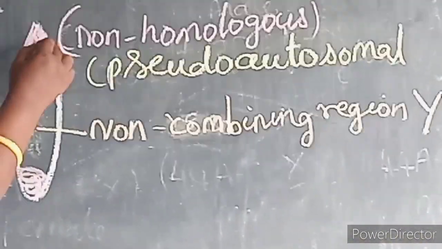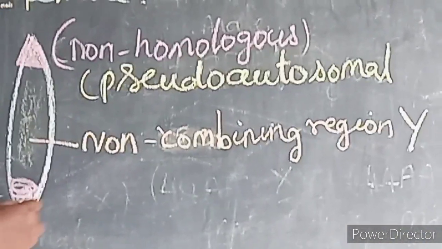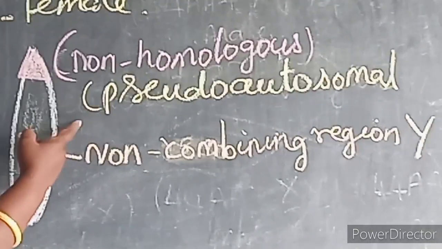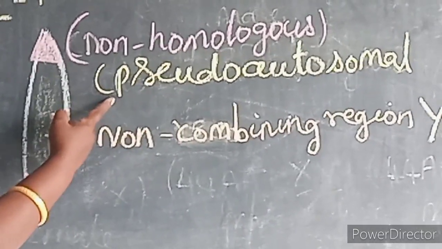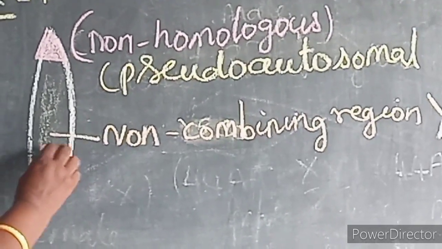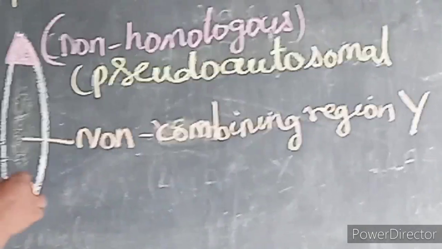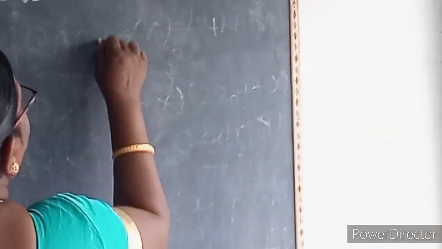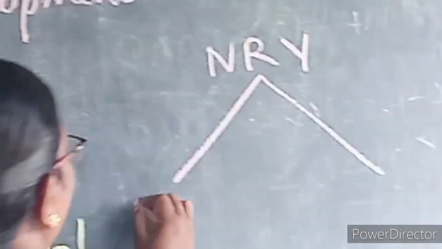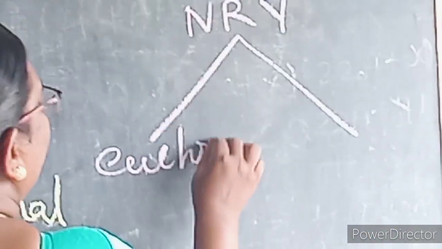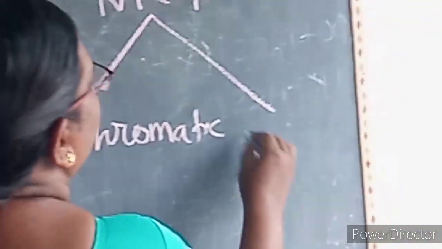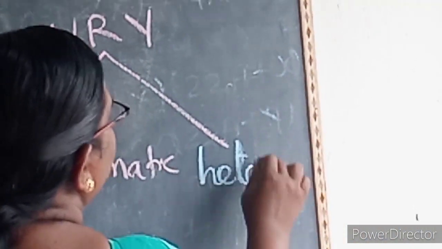At both the ends of the Y chromosome there is a non-homologous region, known as the pseudo-autosomal region. The remaining 95% of the Y chromosome is known as the non-combining region Y. This non-combining region Y is divided equally into two: one is euchromatic, and the second one is heterochromatic.